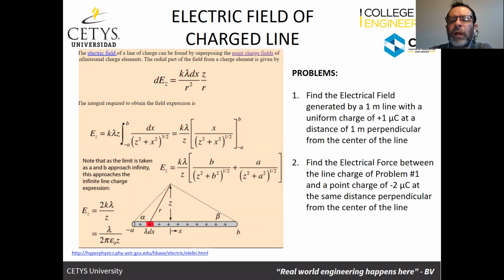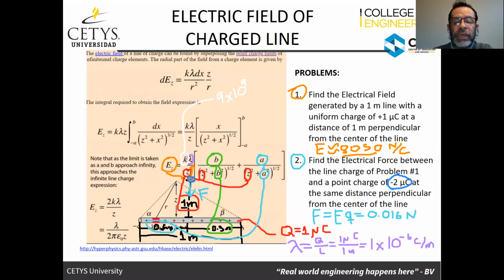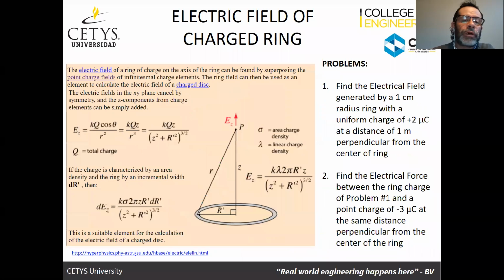And we had seen two problems where we found the electrical field of a 1 meter line that has a charge of 1 microcoulomb at a distance of 1 meter perpendicular from the center of the line, and also the electrical force between the line and the charge. And so we had done this where we had identified the different elements and done the calculations according to the expression. Now we're going to talk about the electrical field of a ring.